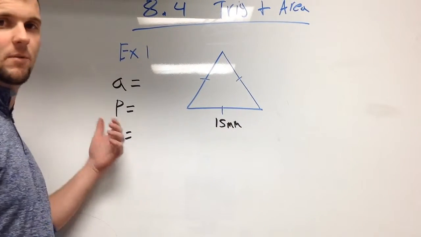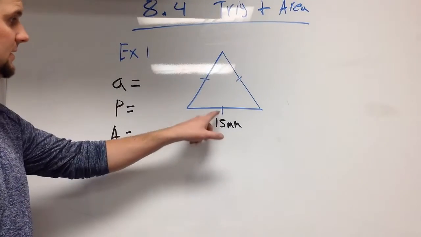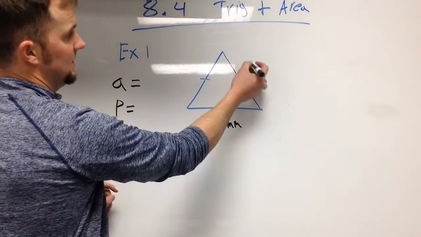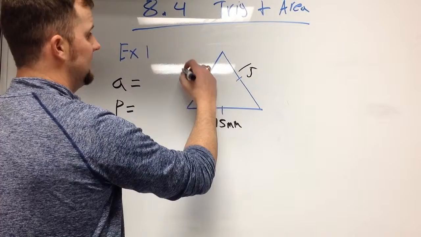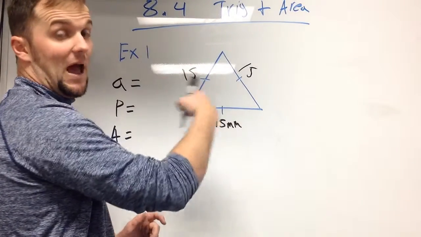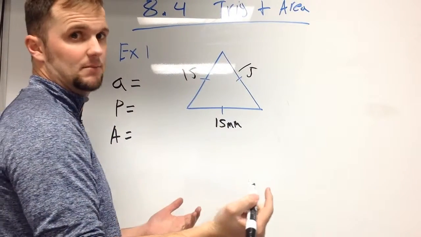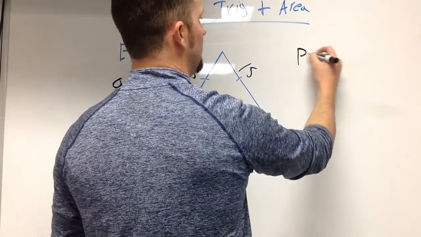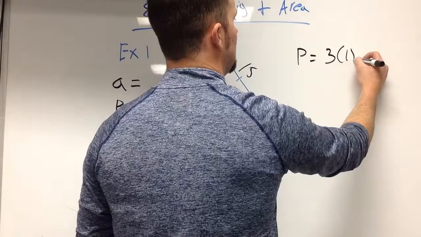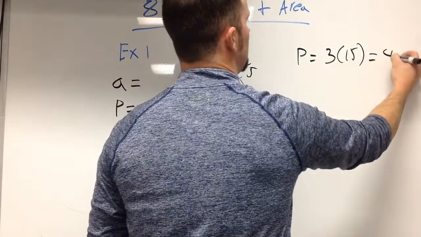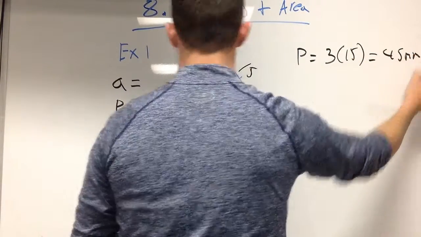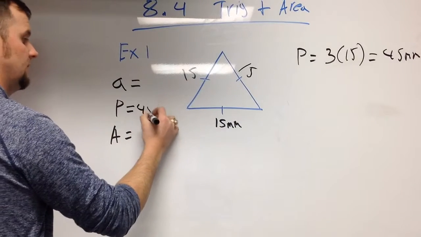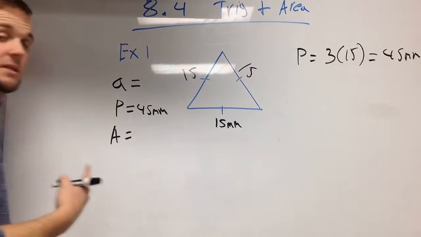So automatically the perimeter is going to be easy to find. Since I know this is 15, that means this side is 15 and that this side is 15. So I can either add all those up or I can multiply times 3. So to find the perimeter, I'm going to do 3 times 15, which is going to equal 45 millimeters. So that means the perimeter is 45 millimeters. So that was easy to find.